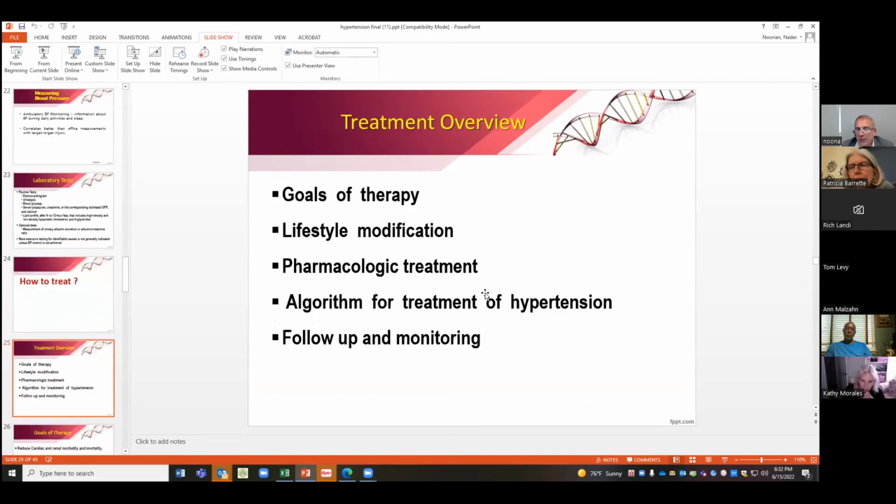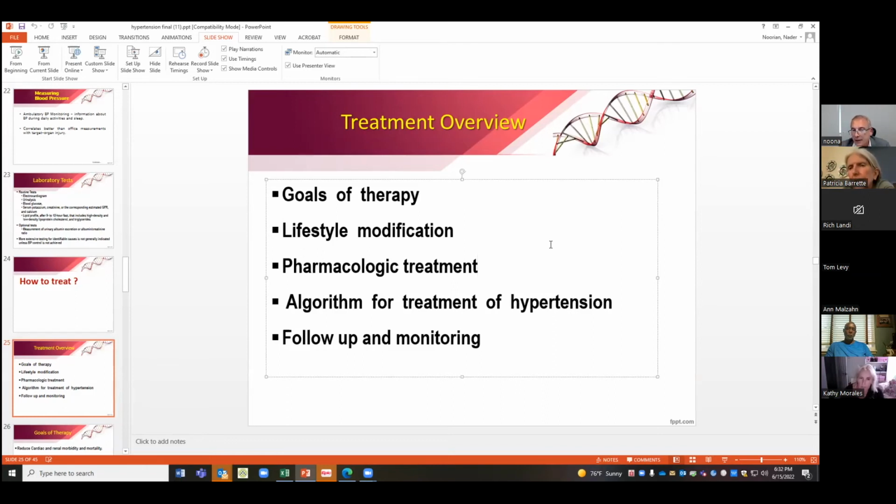Let's talk a little bit about treatment. So lifestyle modification, very important. As you know, the first thing we ask people to do is reduce the salt in their diet. So salt should be less than 2 grams per day, 2,000 milligrams per day. 2,000 milligrams is about a teaspoon, okay? Now, how do you measure that? You just basically look at the salt content of your food.